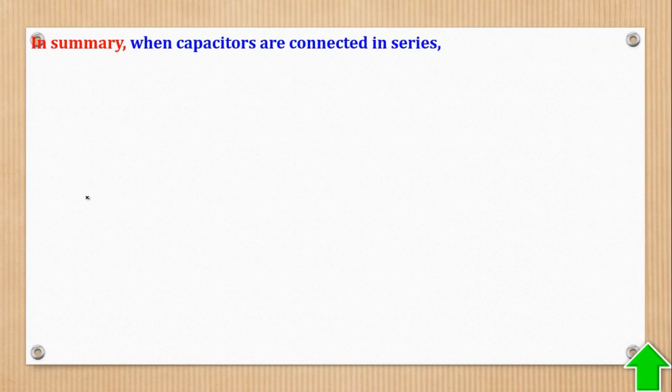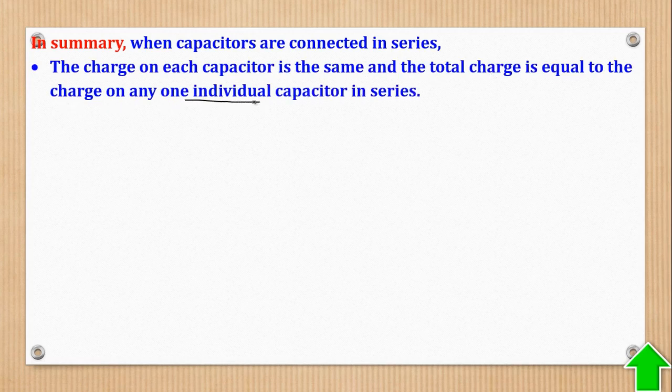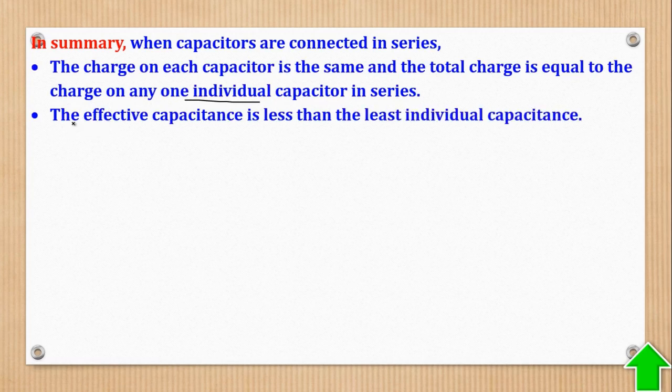So in summary, when capacitors are connected in series, one, the charge on each capacitor is the same, and the total charge is equal to the charge on any one of the individual capacitors. This is just a summary. Then two, the effective capacitance is less than the least individual capacitance. So the effective one, or the total, must be less than the smallest of those capacitors in series.